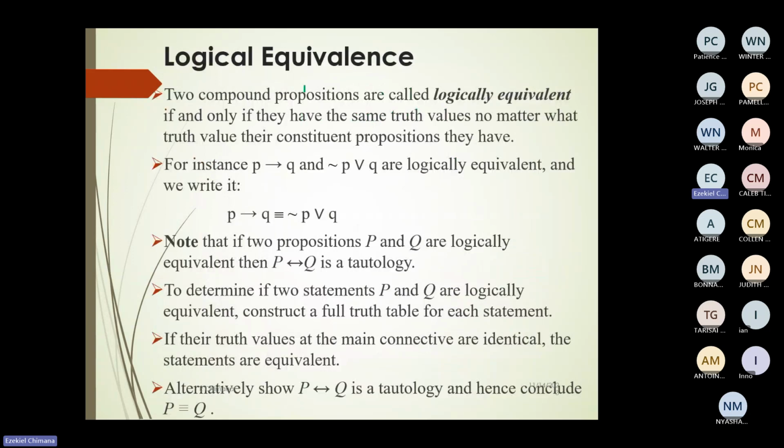Okay, so the logical equivalence: two compound propositions are called logically equivalent if and only if they have the same truth values, no matter what truth values their constituent propositions have. For instance, P implies Q and negation of P or Q are logically equivalent, and we write P implies Q is logically equivalent to negation of P or Q. Note that if two propositions P and Q are logically equivalent, then P if and only if Q is a tautology.